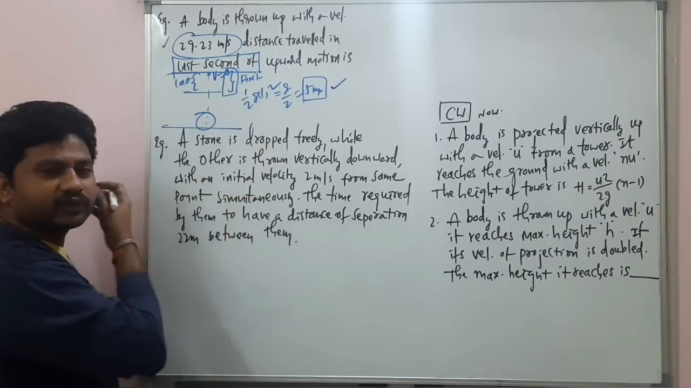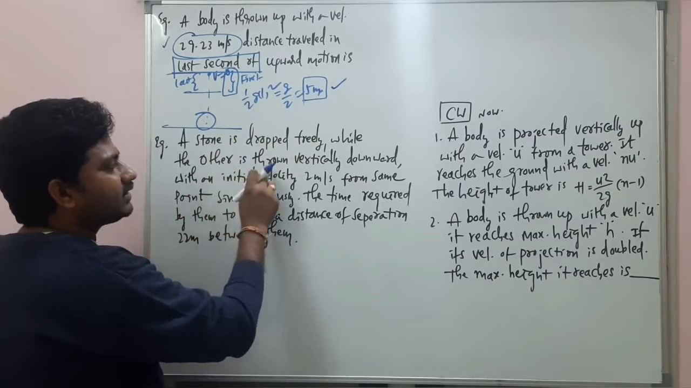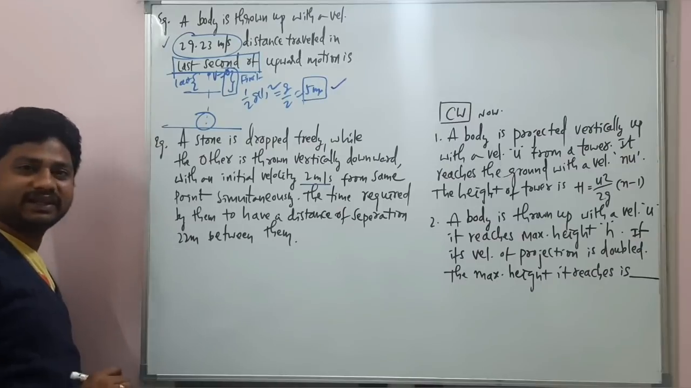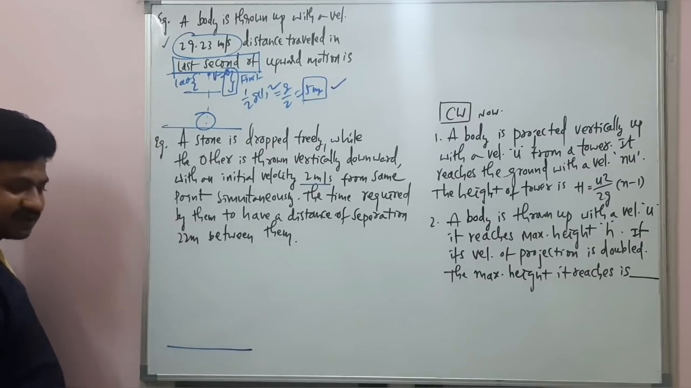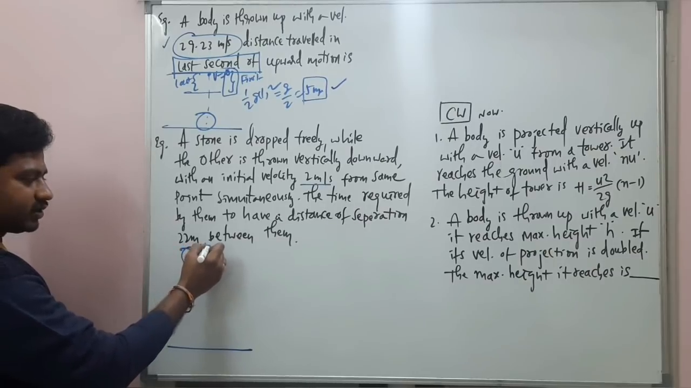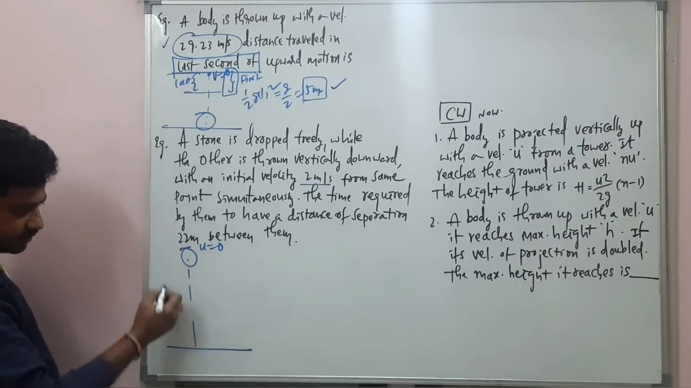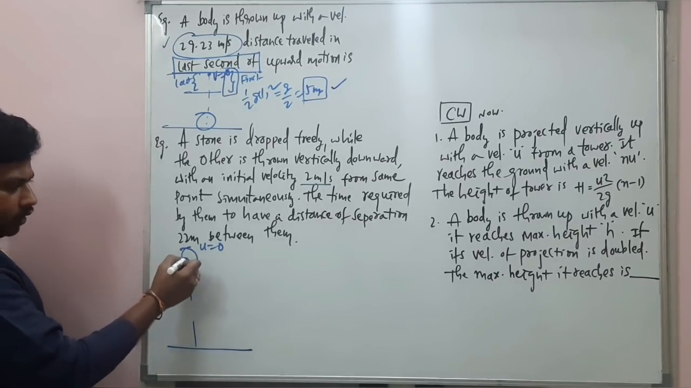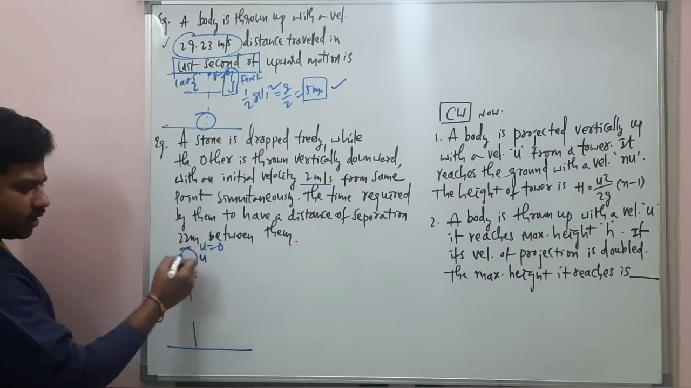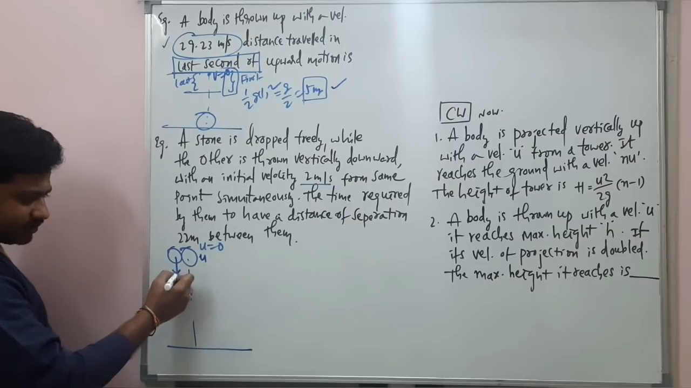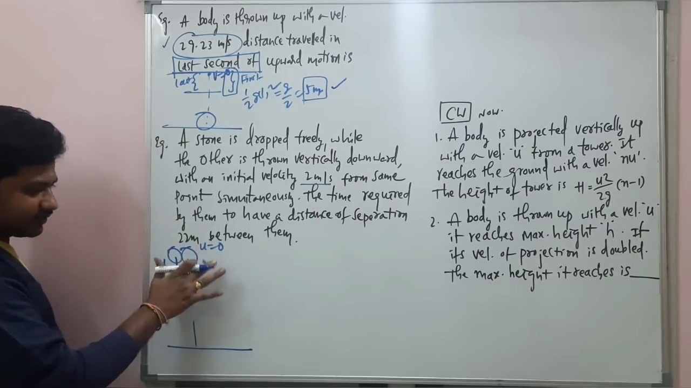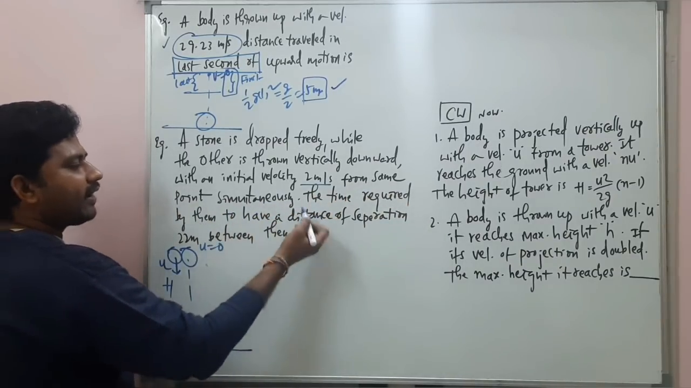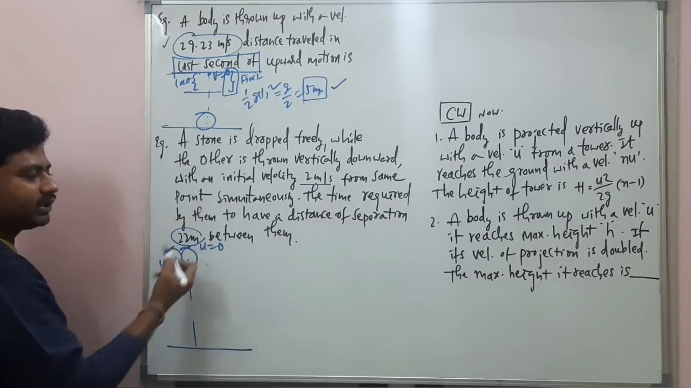A stone is dropped freely, while the other is thrown vertically downward with some initial velocity, 2 meters per second, from the same point simultaneously. What has happened here? This is the ground. There is a stone which is dropped from here. Imagine the height is H. There is another stone which, at the same time, is thrown downwards with some initial velocity. The time required by them to have a distance of separation 22 meter.